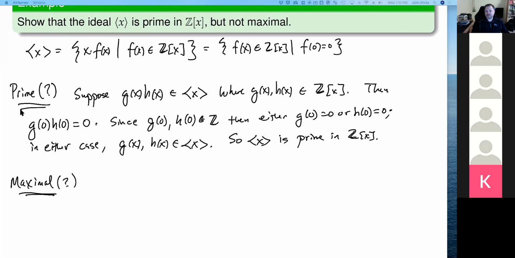We talked about the set of all polynomials with even coefficients, or even constant term, excuse me. And that was generated by this ideal. So if you look back at the notes from earlier in the week, that ideal consists of all polynomials with even constant terms. Since 0 is an even constant term, this ideal necessarily contains the ideal we just looked at. So it can't be maximal.